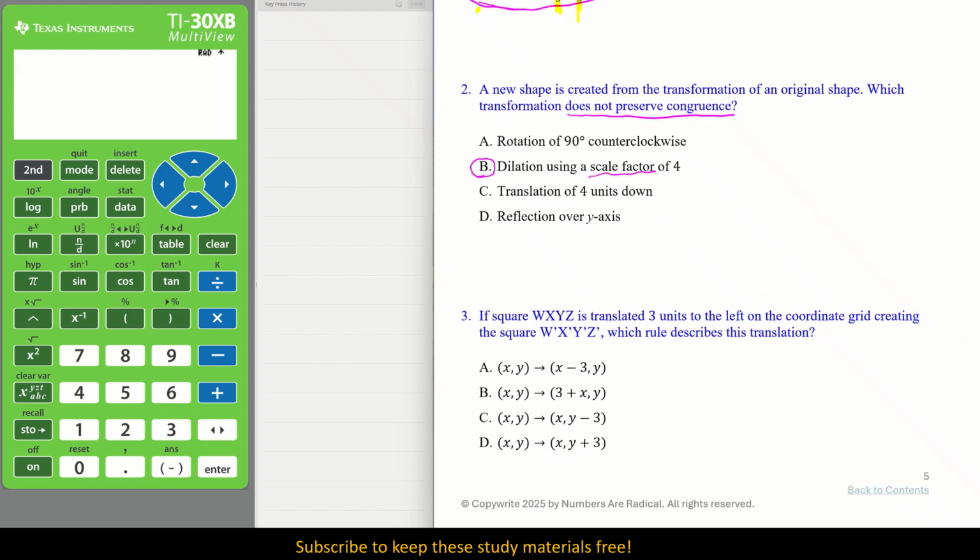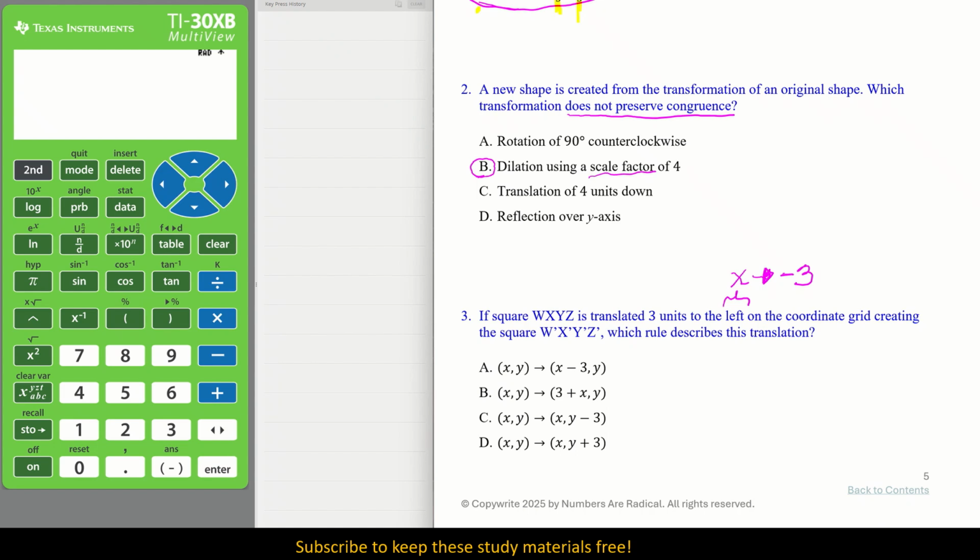If square WXYZ is translated 3 units to the left, that implies one thing: because it says left or right, that tells me we're dealing with the x-axis. And because it says to the left, that would imply subtracting 3 units, because you're going to the left.